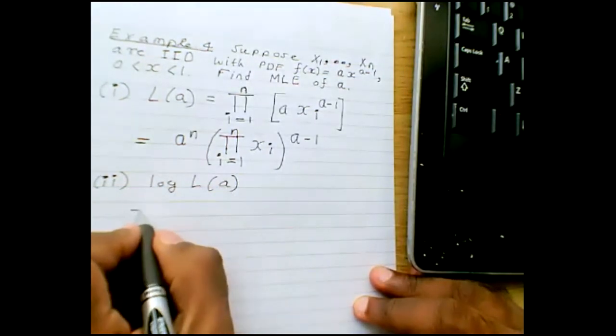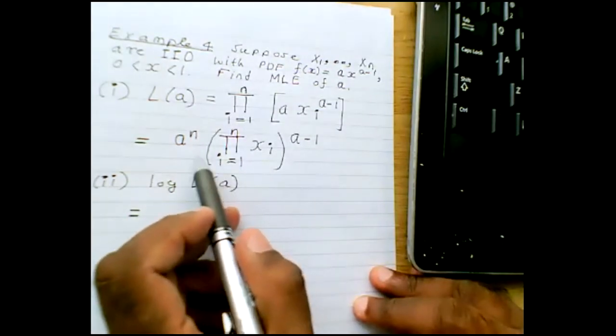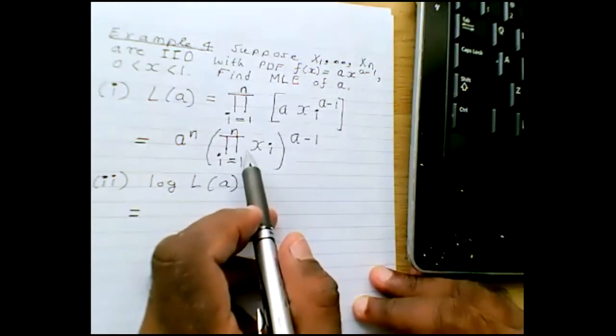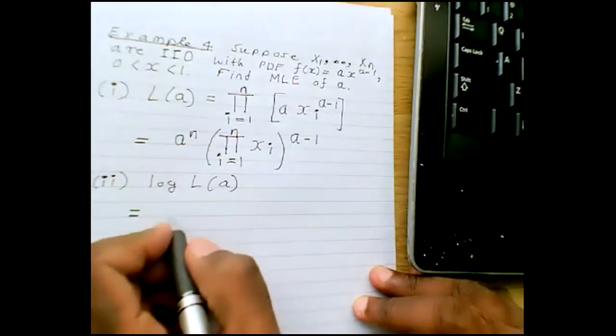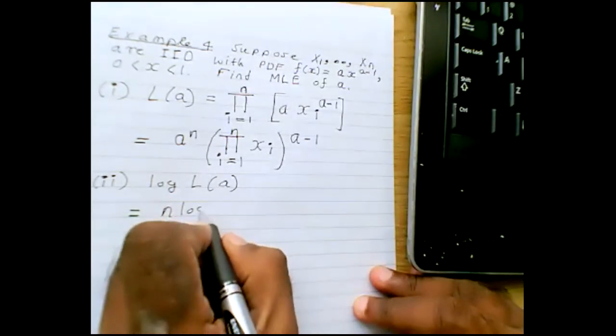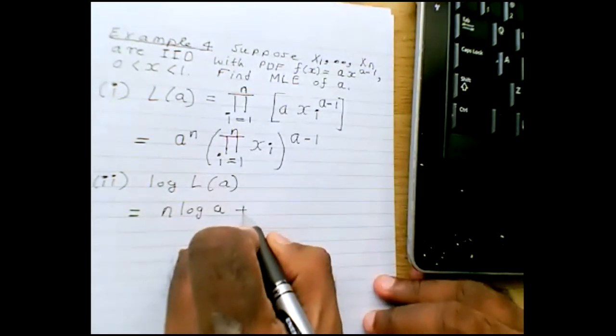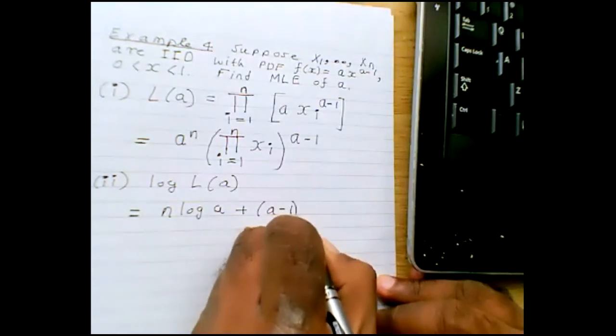All right, so this is the likelihood function, and the log likelihood function is n times log a plus a minus 1.